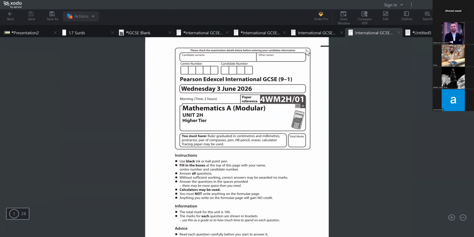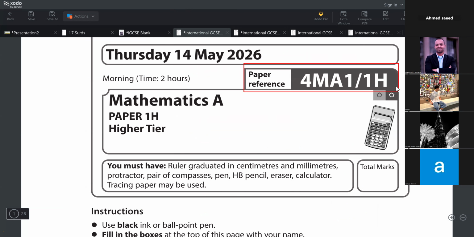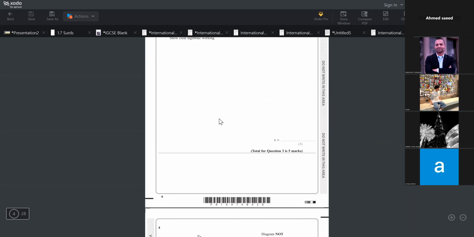Okay, we have a question also for modular. The last question, you will do it alone. Where is the modular one? This one is unit 2 modular plus unit 1 modular. Yeah, this one. Okay, here we have a third question also.